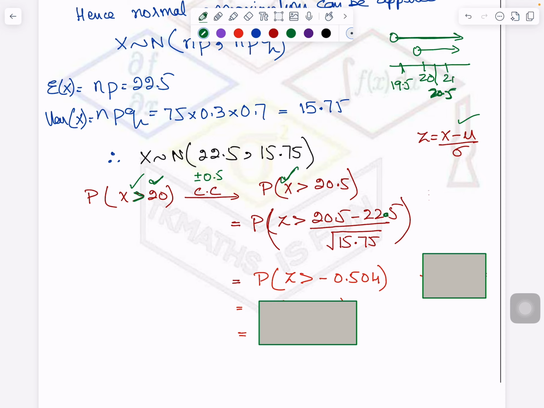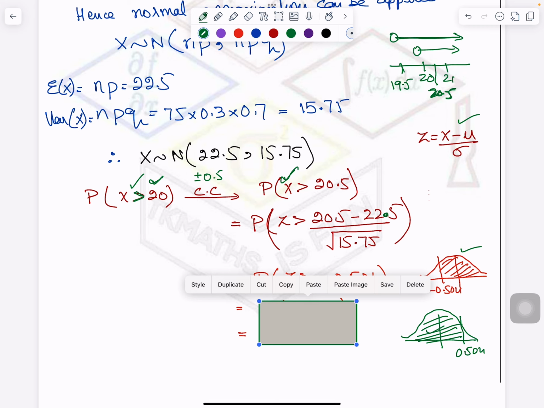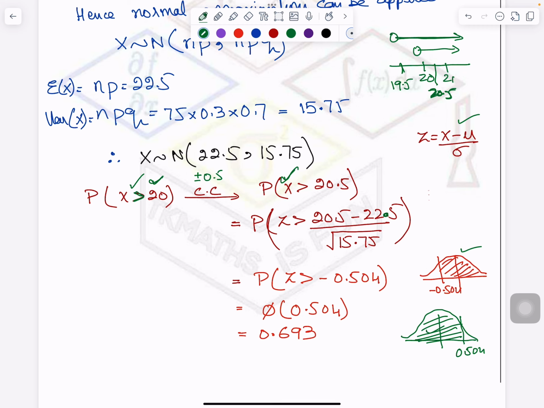Now you know that a negative value of z is not given in the standardized table to us. So we have to use the symmetrical method. This is what the question needs. When we use symmetry of it, we know 0.504 will be here, and I need to calculate this area. So when we read the table, automatically this probability will come. So that's why this thing is equal to this thing I've written, and the answer is 0.693.